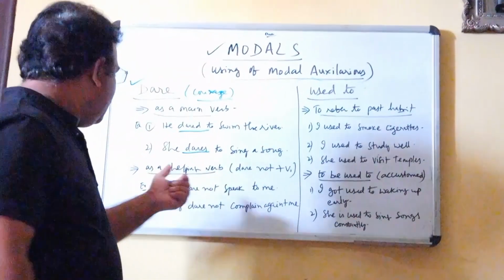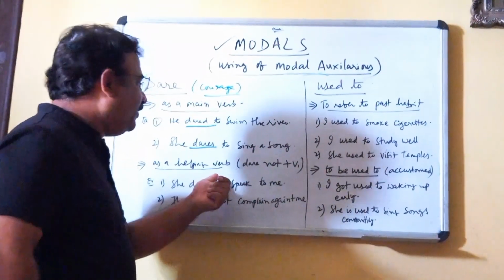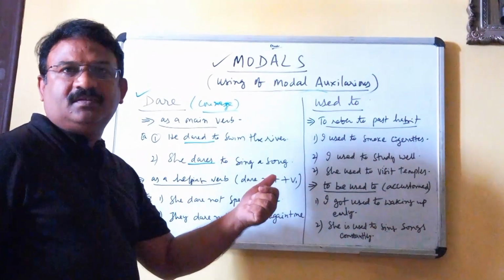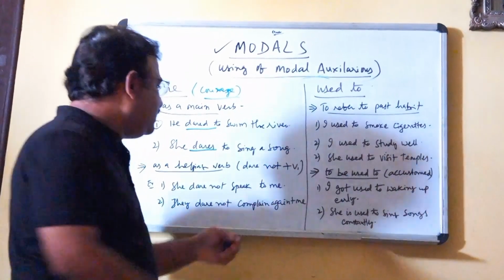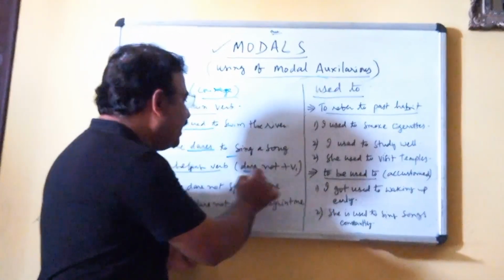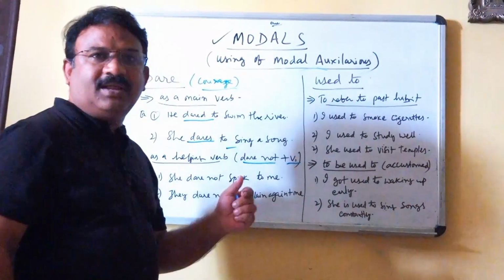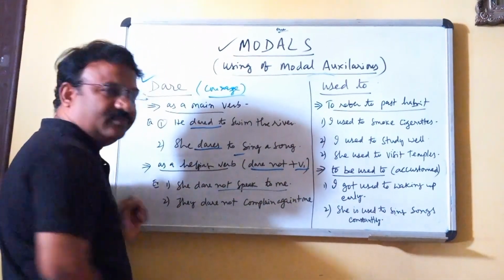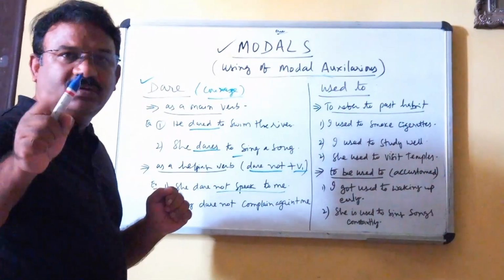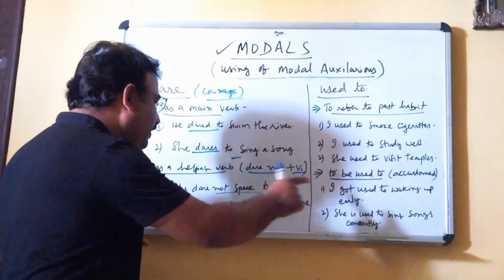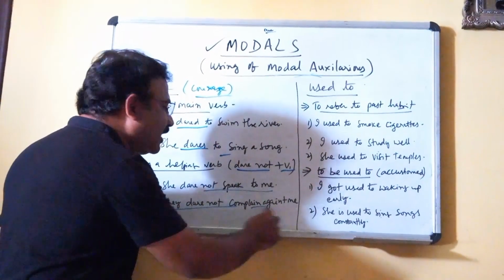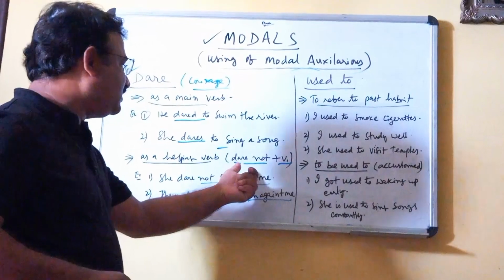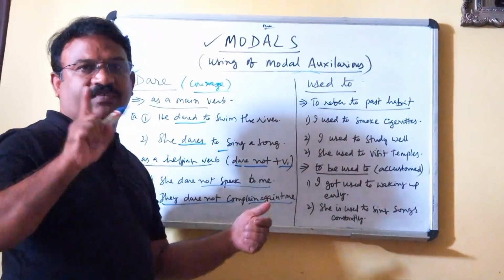See, as a helping verb, dare not plus V1. She dare not speak to me. They dare not complain against me. This is the structure: dare not plus V1.